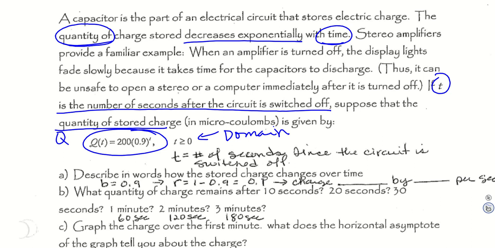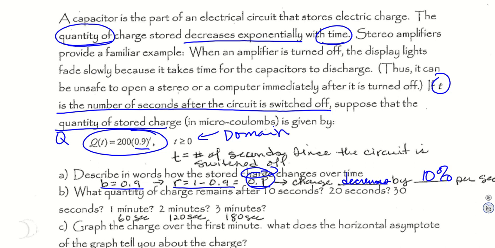So in A, we're supposed to describe how the stored charge changes over time. If our b value is 0.9, then we know r for a decay will equal 1 minus that b value, which gives us 0.1. This tells us that the amount of stored charge decreases, by changing this to a percent, 10% per second.